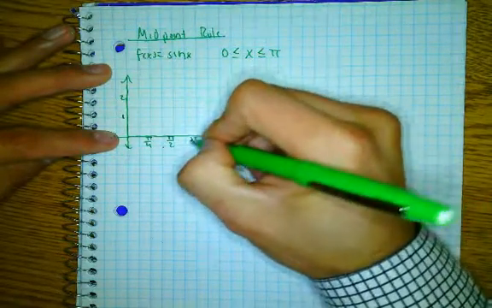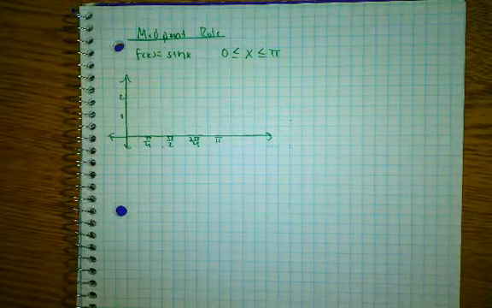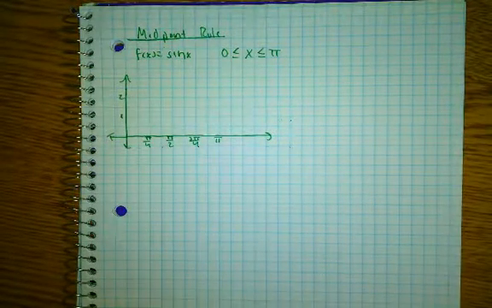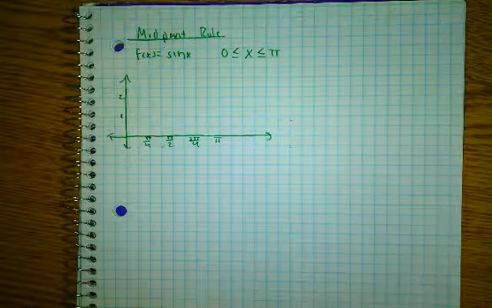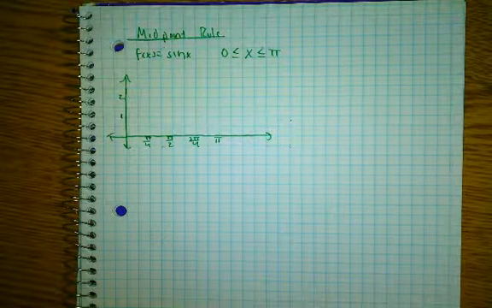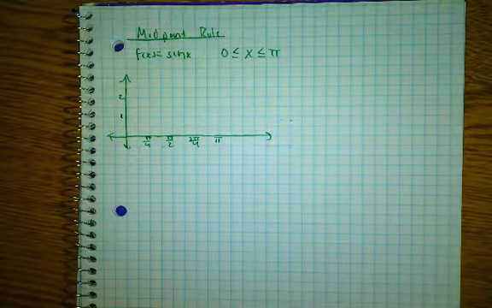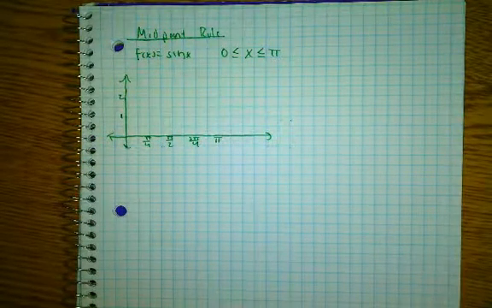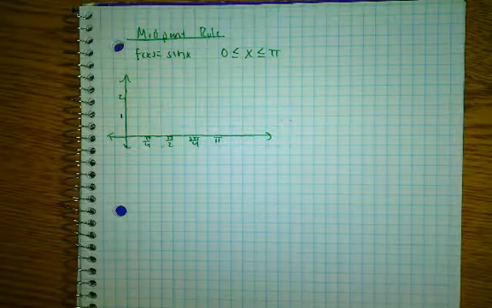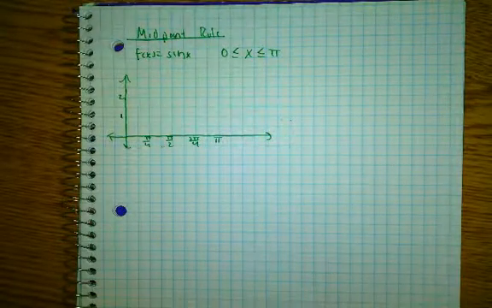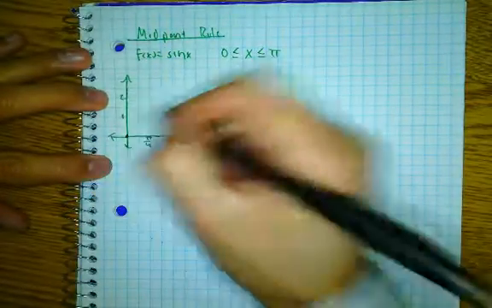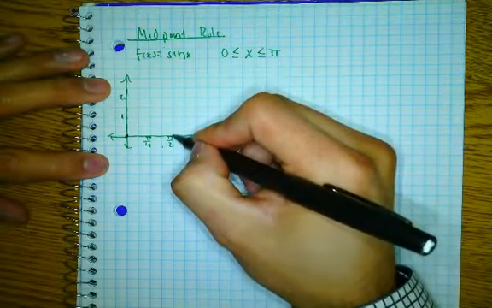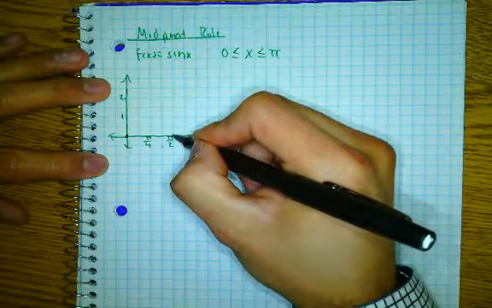Well, here's what we know. Between 0 and pi, the graph of sine, what's the sine of 0? 0. What's the sine of pi over 2? 1. And what's the sine of pi? 0. So this thing looks something like that. Agreed?